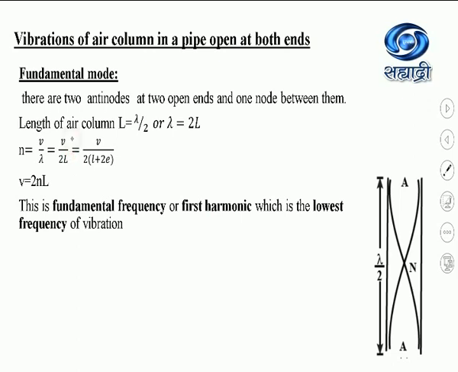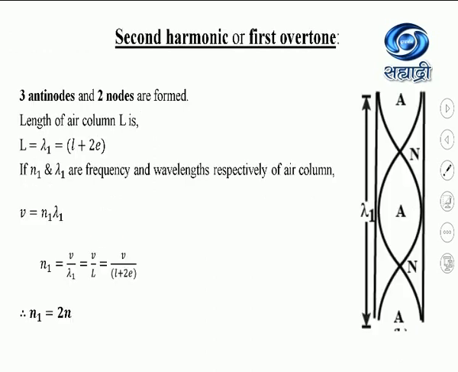Substituting in the denominator, V upon 2L, substituting capital L as (l plus 2e) in the bracket. And why here is 2e? Because two end corrections are there at the two open ends of the pipe. So therefore finally we can write velocity of the wave V equal to 2NL. This is the fundamental frequency or first harmonic, which is the lowest frequency of vibration.